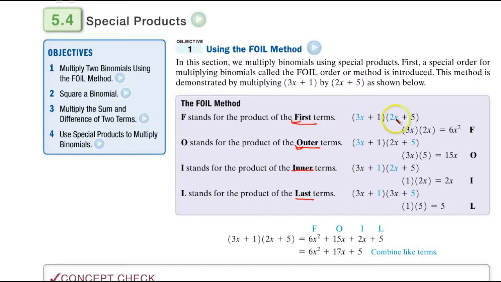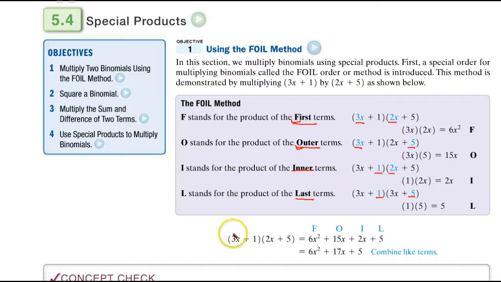Now, which are the first terms in a binomial? So you multiply those two. That'll give you the first term. What are your outer terms? Well, this one and this one. And that'll give you a 15x. Your inner terms, that gives you a 2x. And then your last, I like the way they set this up, by the way, you get a 5. Okay? So you were foiling.